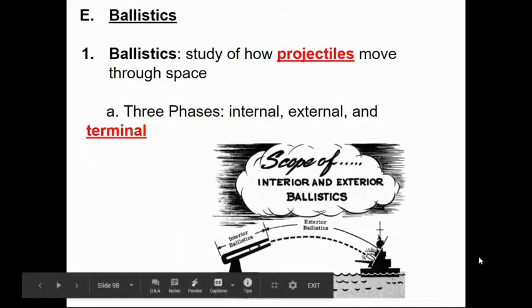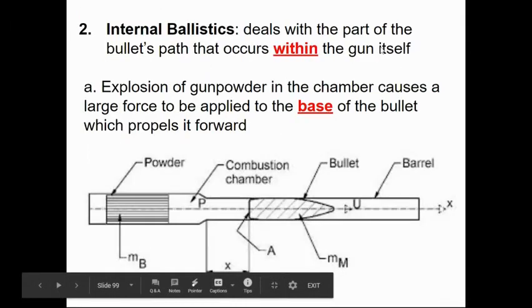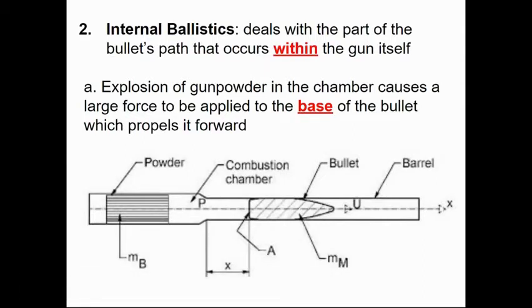So what happens internally in the gun with the bullet? What happens once it leaves the gun, and what happens once it reaches a target? Internal ballistics deals with everything inside the gun itself. This is everything from the explosion of the gunpowder within the chamber and that bullet traveling down the barrel. There are a lot of things to take into account here, but basically, for us, it means the bullet leaving the gun.